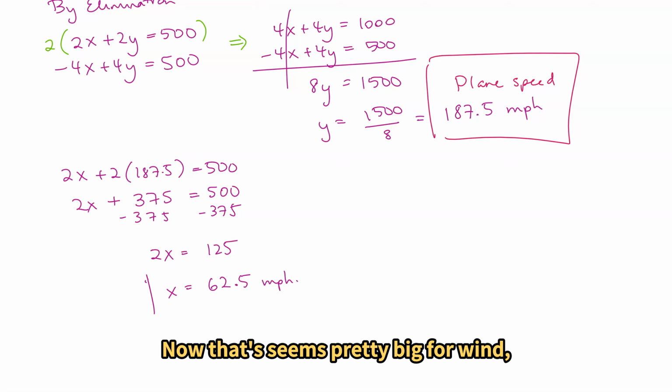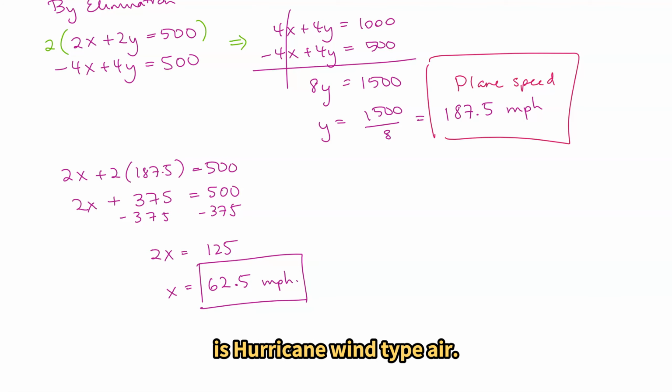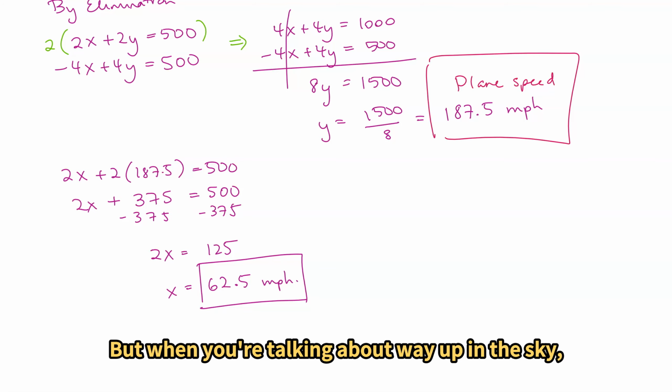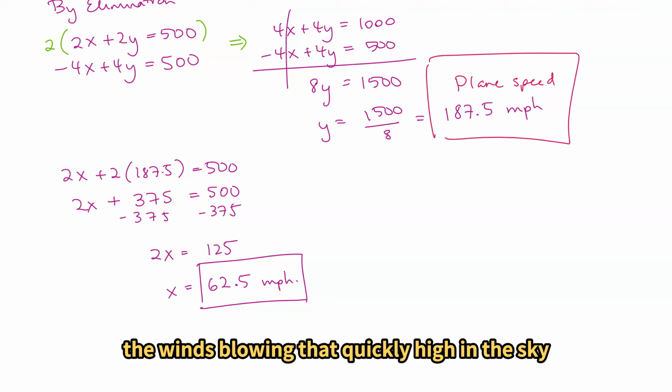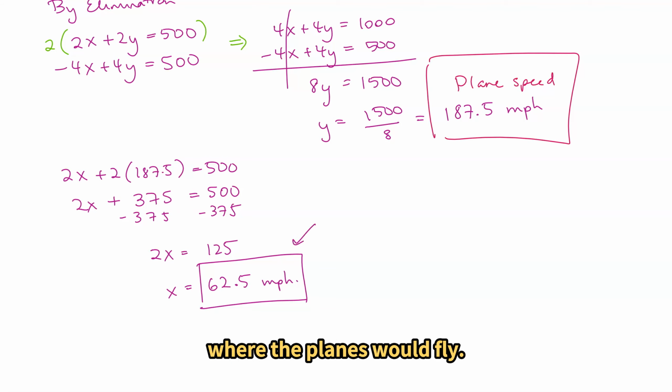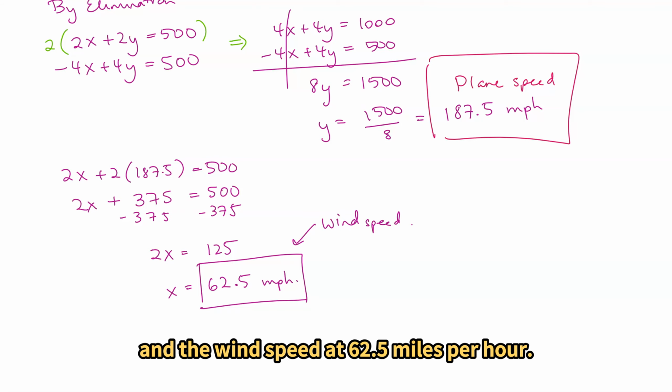Now that seems pretty big for wind, but that's because on the ground, air like that for us is hurricane wind type air. But when you're talking about way up in the sky, that could be reasonable. The wind's blowing that quickly, high in the sky where the planes would fly. And so we have the plane speed at 187.5 miles per hour and the wind speed at 62.5 miles per hour.